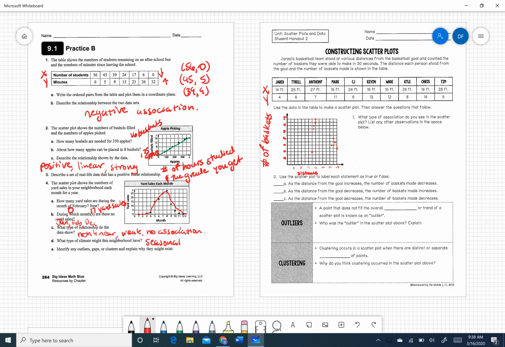So it's definitely seasonal. And in part E, I actually want to skip that because that's what we're going to talk about today. Okay.